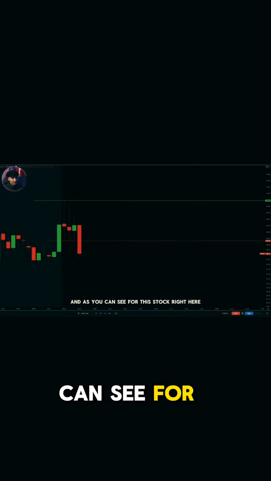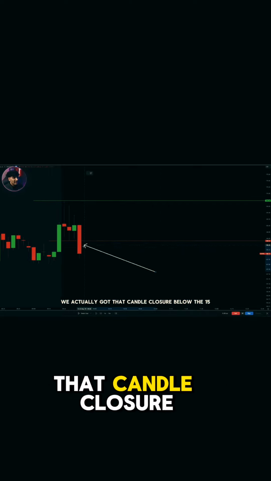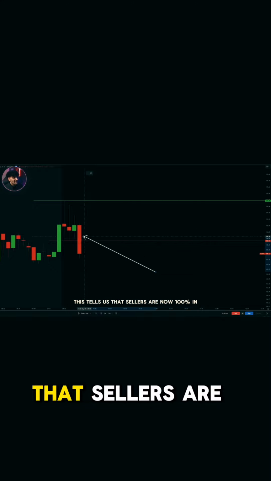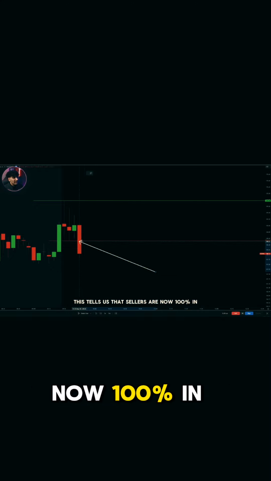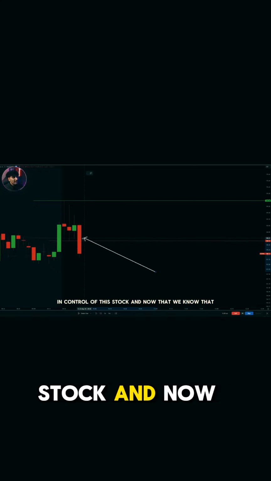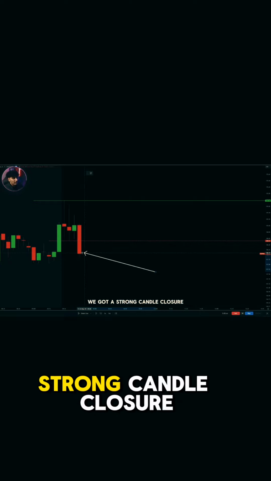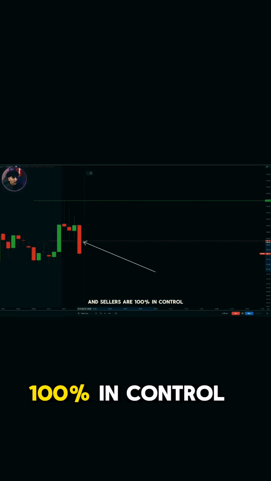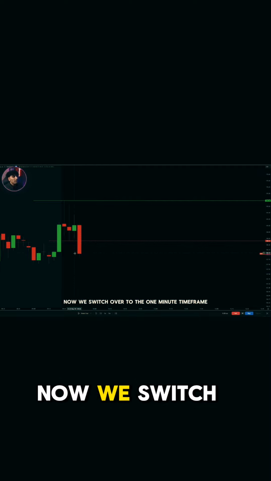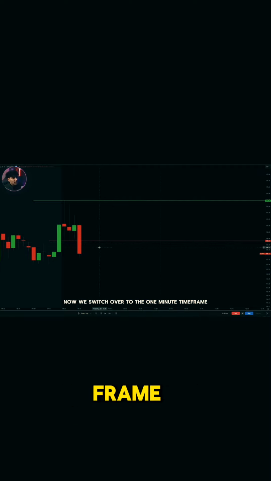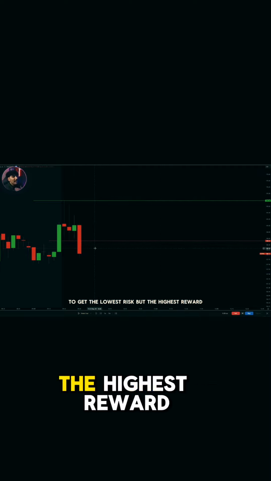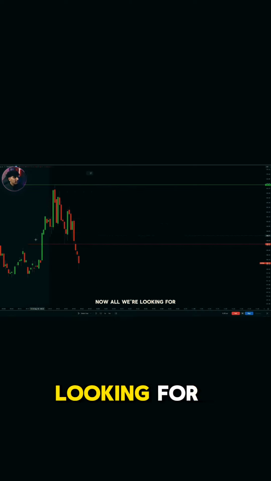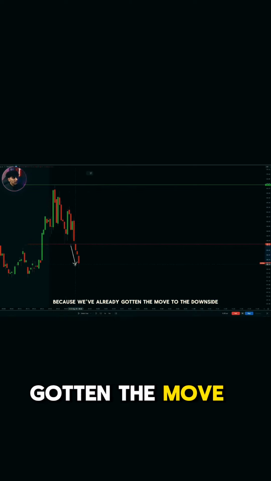And as you can see for this stock right here, we actually got that candle closure below the 15-minute time frame. This tells us that sellers are now 100% in control of this stock. And now that we know that we got a strong candle closure below the 15-minute time frame and sellers are 100% in control, now we switch over to the 1-minute time frame to get the lowest risk but the highest reward entry.